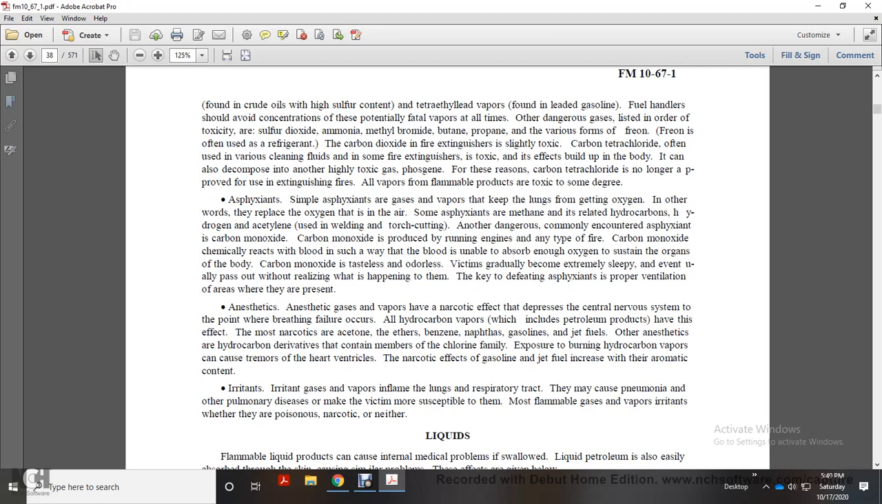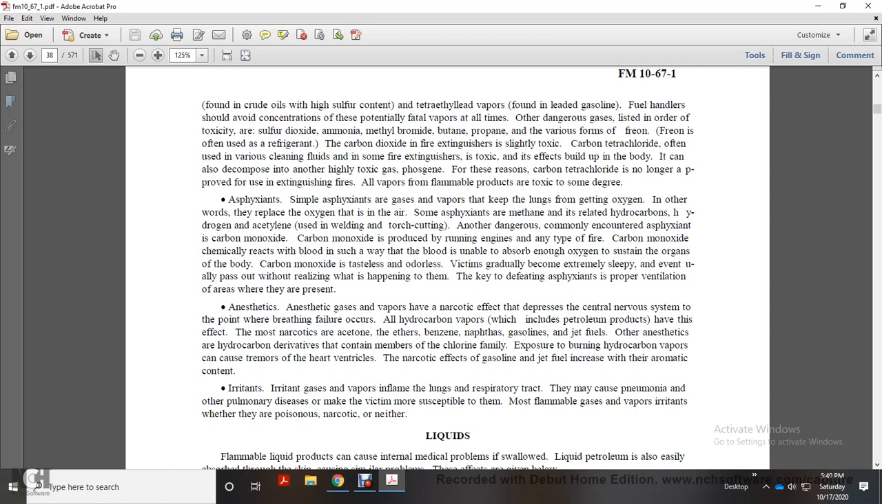Carbon monoxide is produced by running engines and any type of fire. It chemically reacts with the blood in such a way that the blood is unable to absorb oxygen and sustain the organs of the body. Carbon monoxide is tasteless and odorless. Victims gradually become extremely sleepy and usually pass out without realizing what is happening to them. The key to defeating asphyxiation is proper ventilation of areas where they are present.